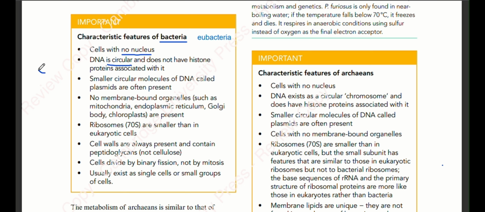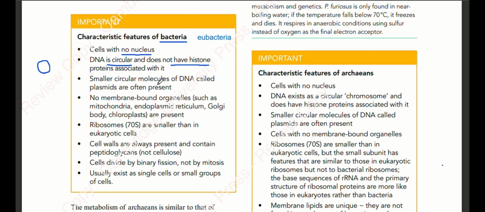For example, if I draw over here, it's like a loop, end to end joined. And it does not have histone proteins. Histone proteins are very important proteins. They are the proteins which give the packaging condition to the DNA molecule. Because the DNA of bacteria is not very long, and it is circular, histone proteins are not needed to make it so much packed. Plus, there is no nucleus, so the DNA is just lying in the cytoplasm without a nuclear boundary. So histone protein is absent.